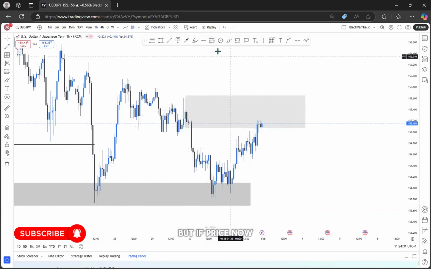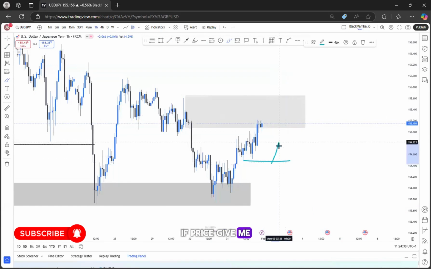But if price now starts respecting here, starts taking out this low, if price gives me reason to sell, then I can join the sell from here.